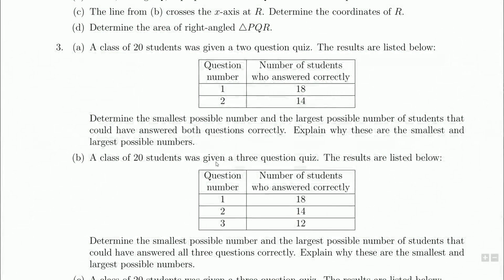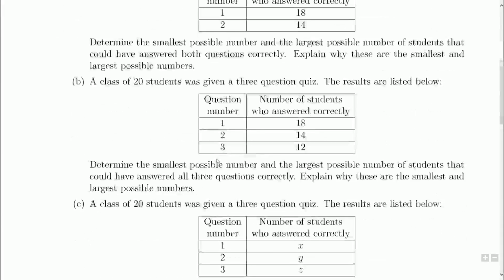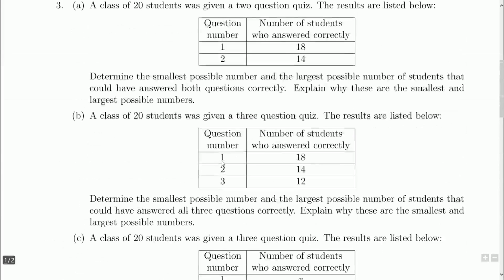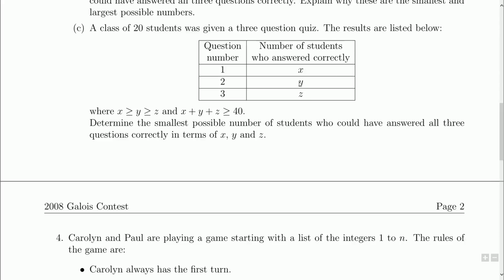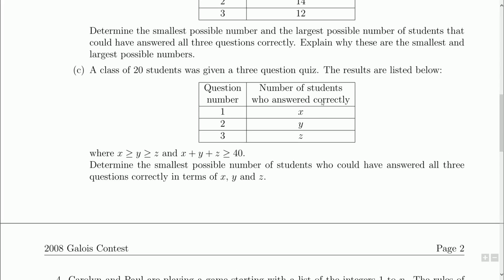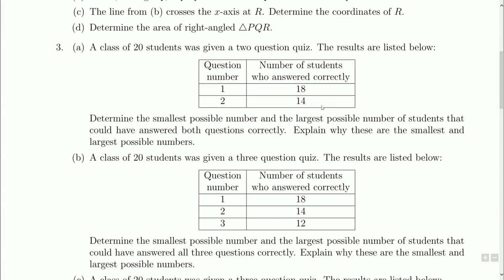We're on the third question of the 2008 Galois paper, and it has 3 parts, A, B, and C. What have we got for part A? It looks like they all involve this chart here, although in the last one, the chart doesn't actually have some numbers for the number of students who answered correctly. Well, we'll get into that.